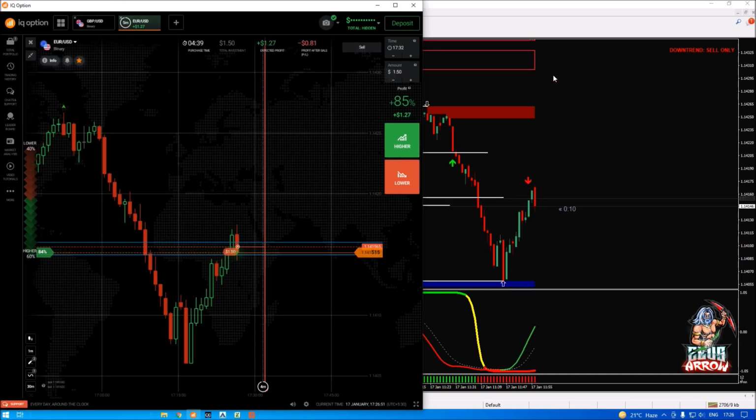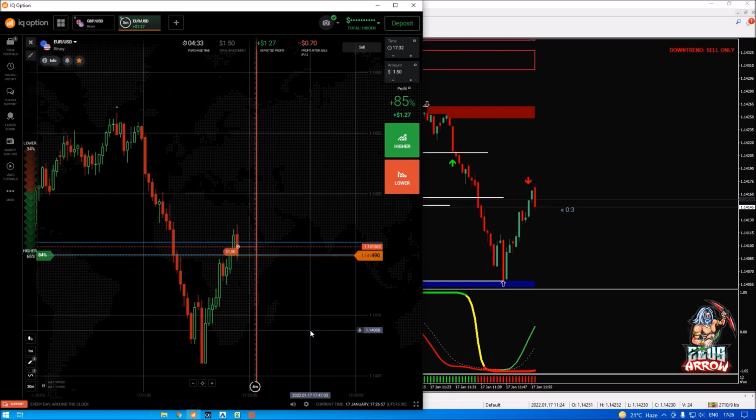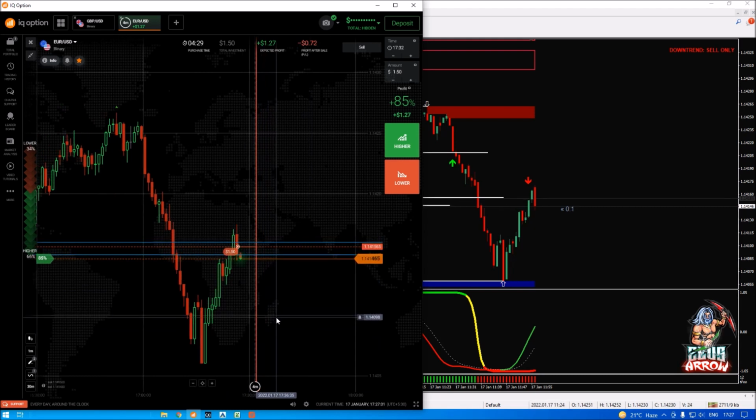So here I took my first trade. As you can see, I was waiting for the price to close in the zone that I had drawn. Let's wait for this trade to end, and then I will break down why I took this trade.